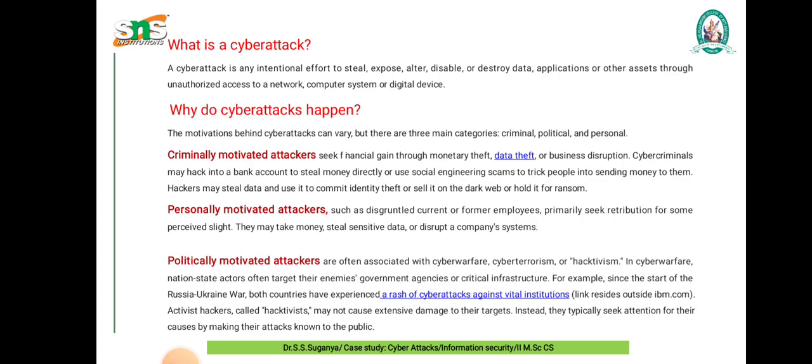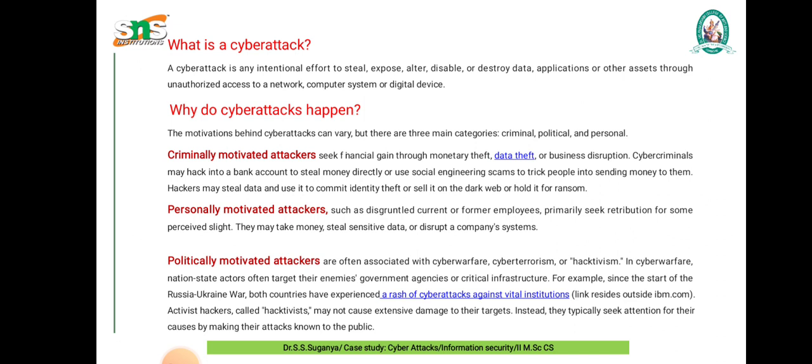What is a cyber attack? A cyber attack is any intentional effort to steal or expose, alter, disable or destroy data, applications or other assets through unauthorized access to a network, computer system or any digital device. And why do cyber attacks happen? The motivations behind cyber attacks can vary, but there are three main categories: criminal, political and personal.